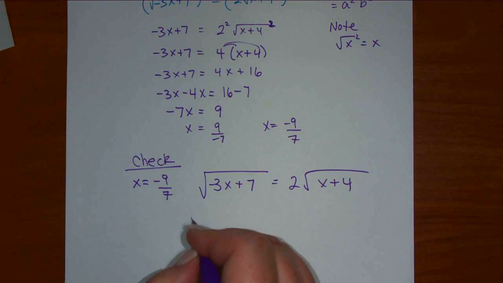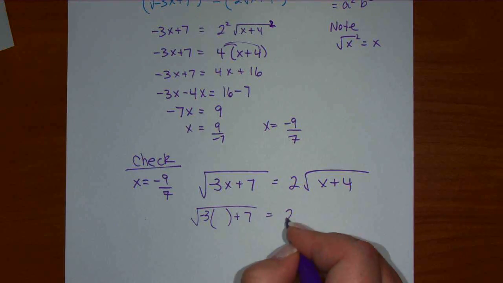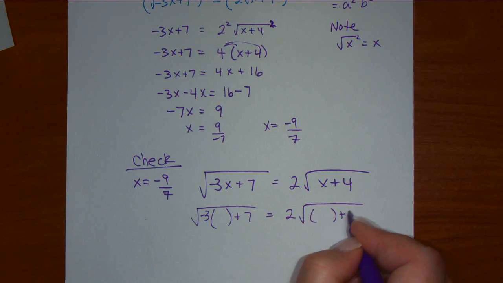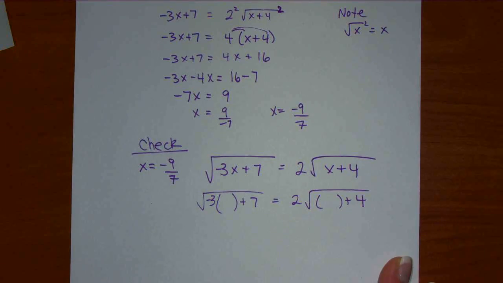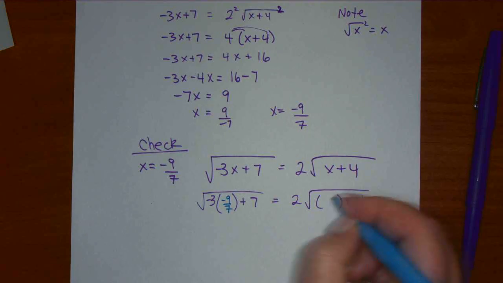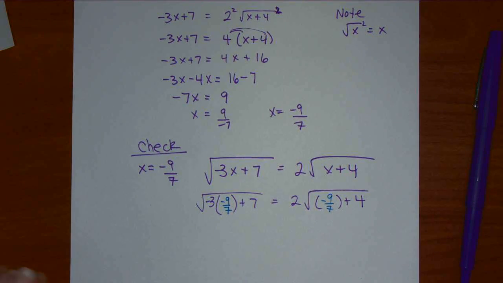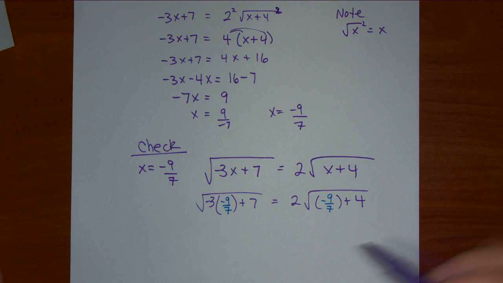Take out all your x's and in their place put a bracket. And then in the bracket put your number. We'll do one side at a time.